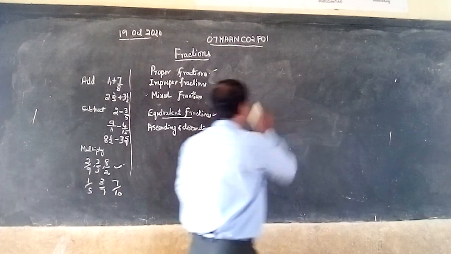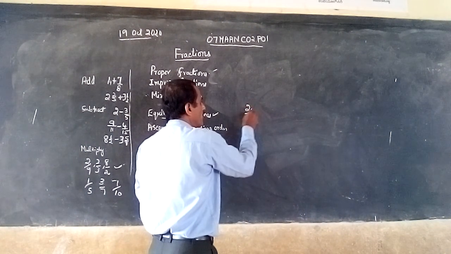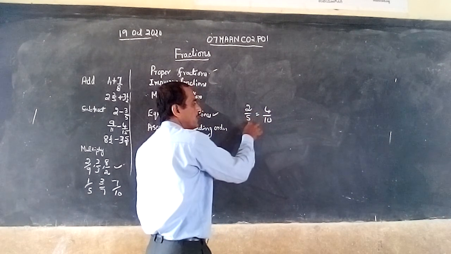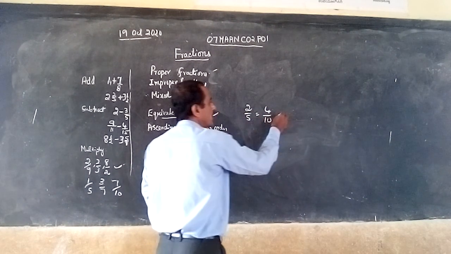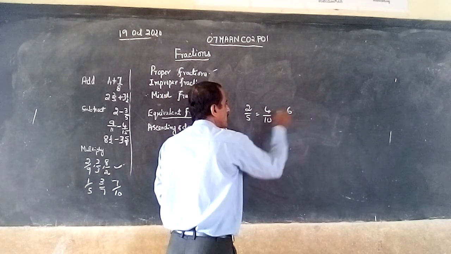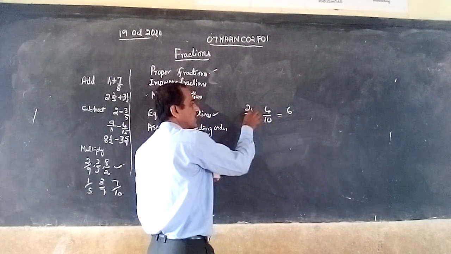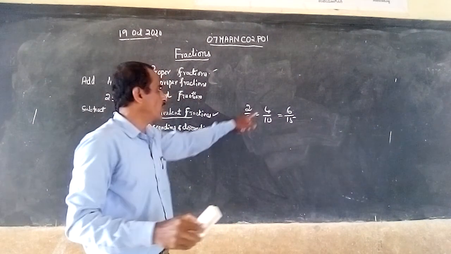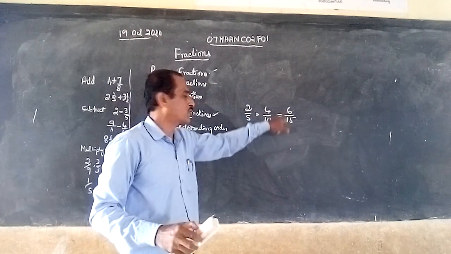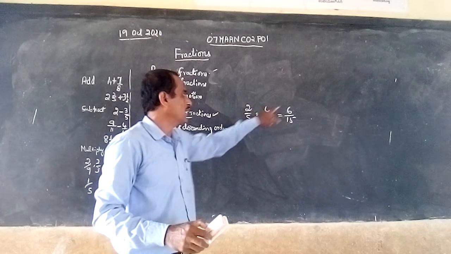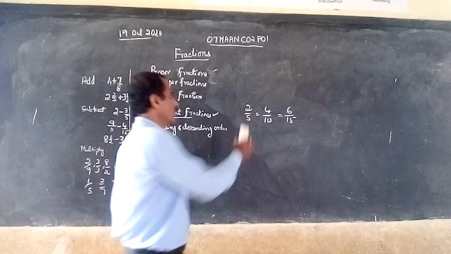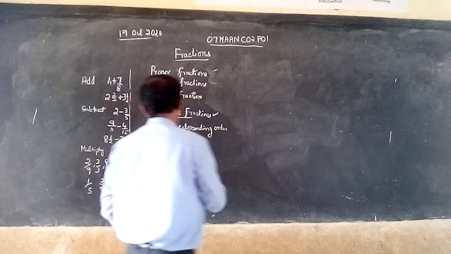Okay. In the same way, I will give one more example. 2 by 5. 2 by 5 is equal to 4 by 10. Have you got that? By multiplying both the numerator and denominator. If you multiply both by 3, 2 3s are 6, 5 3s are 15. So, 2 by 5 is equal to 4 by 10 or 6 by 15. So, 4 by 10 and 6 by 15 are the equivalent fractions of 2 by 5. Okay. So, this is what we have studied.